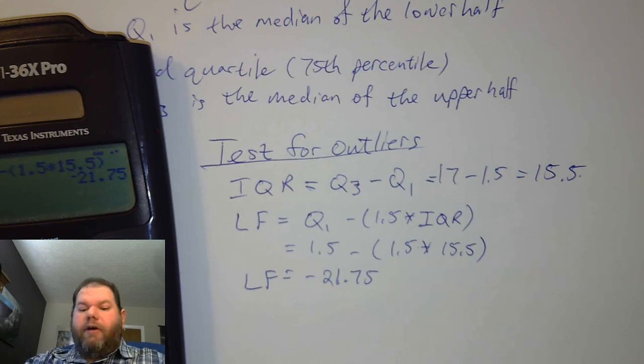Now we may think it's odd to see a lower fence be negative, but especially if we look at a data set where all the numbers are positive, what that really tells us when we have a negative lower fence like this is that the data is actually really compact on the left side of the data set, meaning the values are pretty close together compared to the rest of the data. Okay.